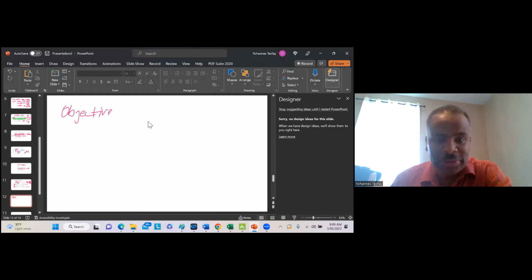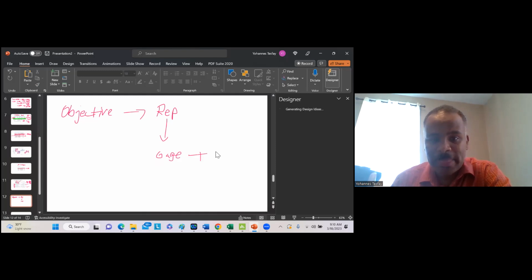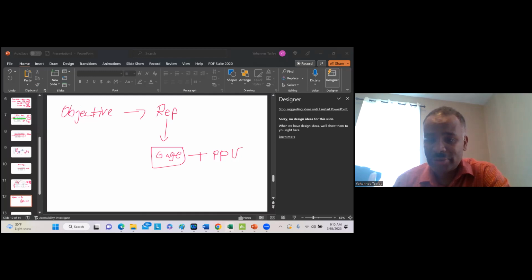The objective is to check repeatability. Repeatability means gauge variation, gauge plus part-to-part variation, okay? Part-to-part variation, to assess that. So the gauge variation shows whether the measurements are sufficient or okay or not. Now, to determine the gauge variation, I'm going to show you here.